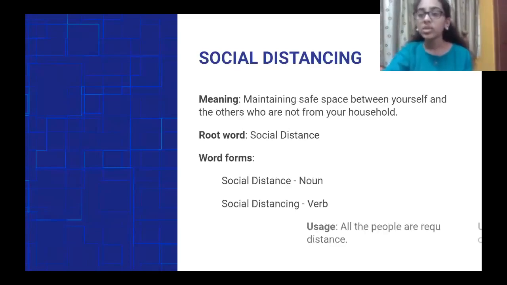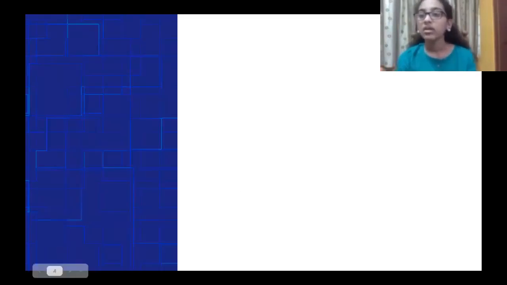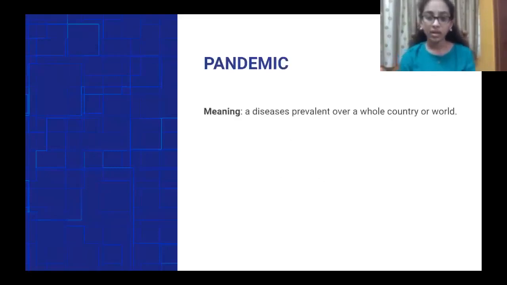One is social distance, which is a noun, and the other one is social distancing, which is a verb. The usage of this word is: all the people are requested to maintain social distance. Here, the word social distance is a noun. The next word is pandemic. COVID-19 pandemic. We heard this word many times in newspapers, news channels, even in the neighborhood.